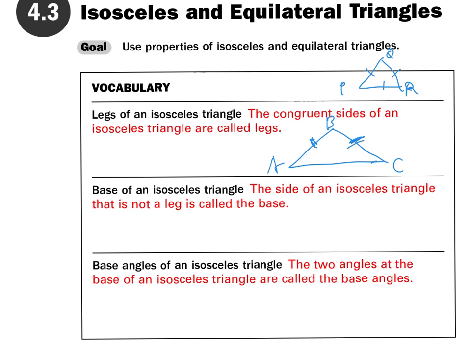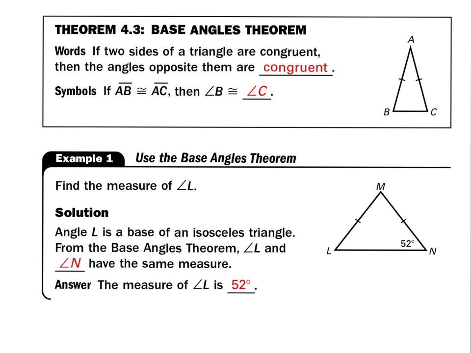Base angles, though, are these two angles that sit right here. And because these two sides, AB and BC, are congruent, then angle A and angle C are congruent. These two base angles are congruent. So that's just some basic review about isosceles and equilateral triangles.